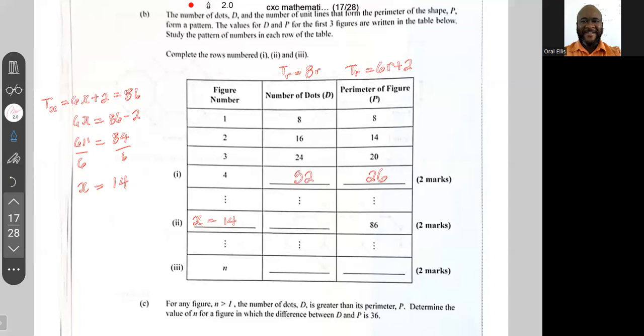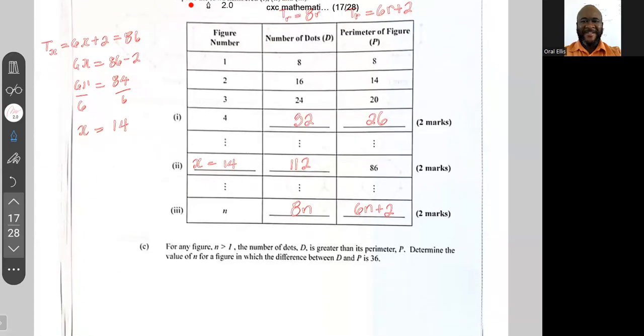And then this now is going to be 14 times 8. So the number of dots is 112. So if the figure number is n, the number of dots would be 8n, and the perimeter would be 6n plus 2.